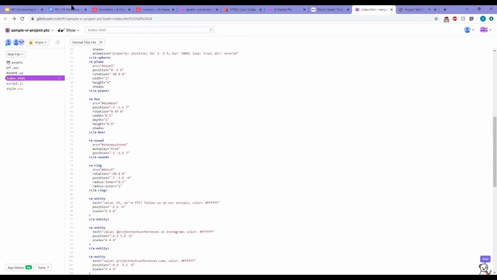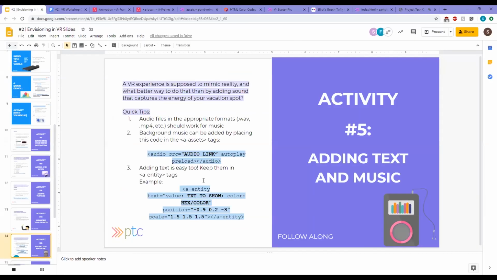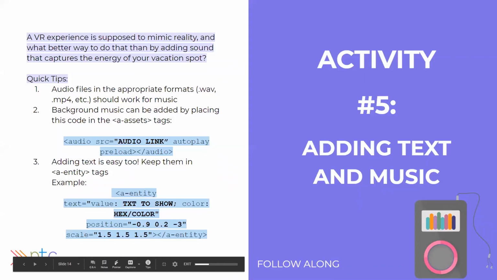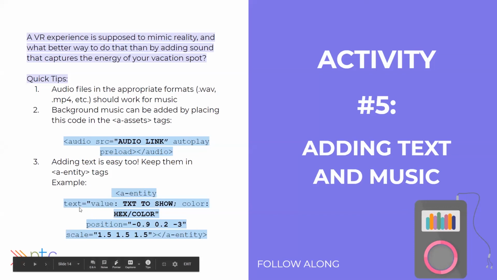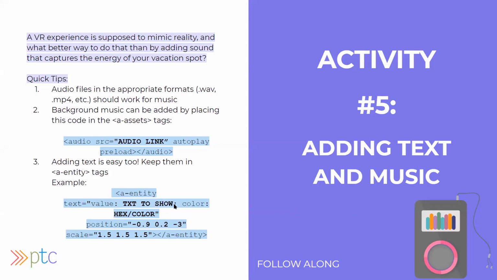So that is about what we have for sounds, but we want to also talk about adding text to our VR experience. Adding text is really easy as well. Basically, you can just use the code that's linked in the Quick Start Guide and replace it with whatever values that you want. In our text, we have a value. You can write down whatever you're adding in your text right here, and then you can use the hex color to change the color of your text.